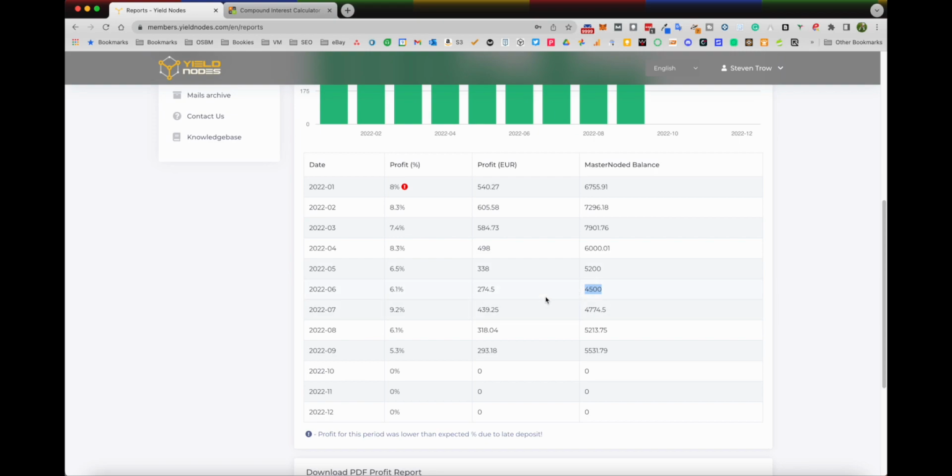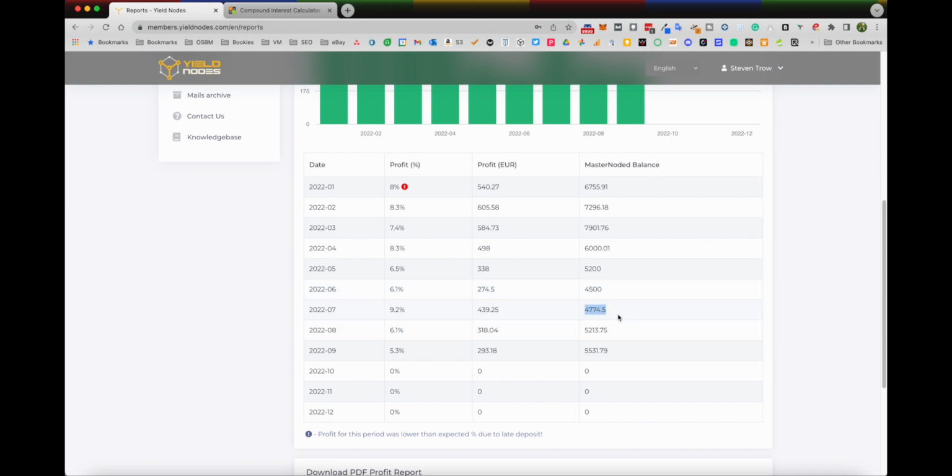My masternoded balance for June was 4,500, of which I made 274 euros 50 profit. So by the end of May, I'd done my withdrawals to get my seed money out and a little bit of profit on top. So I started at the beginning of June with 4,500. I made 274 euros and 50 cents.